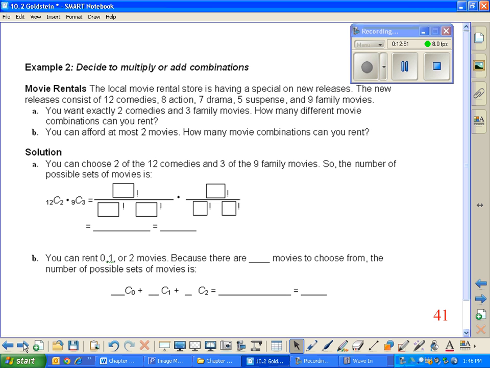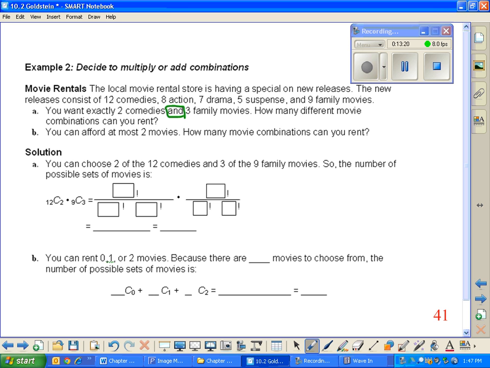So for part A, you want exactly 2 comedies and 3 family movies. How many different movie combinations can you rent? So we want exactly 2 comedies and 3 family movies. So that's key that you see this situation. We want this situation to happen where we get 2 comedies out of all of the comedies and 3 family movies out of all of the family movies they have to offer.